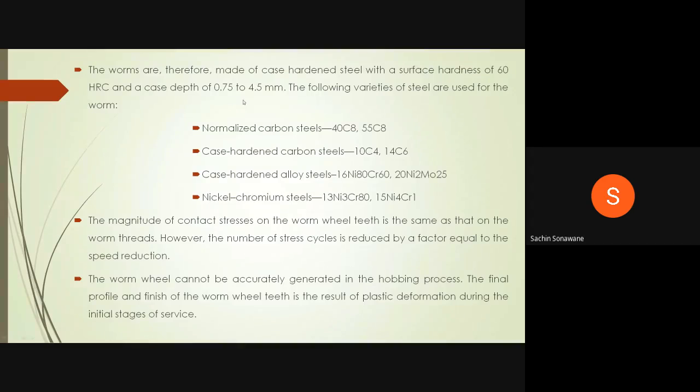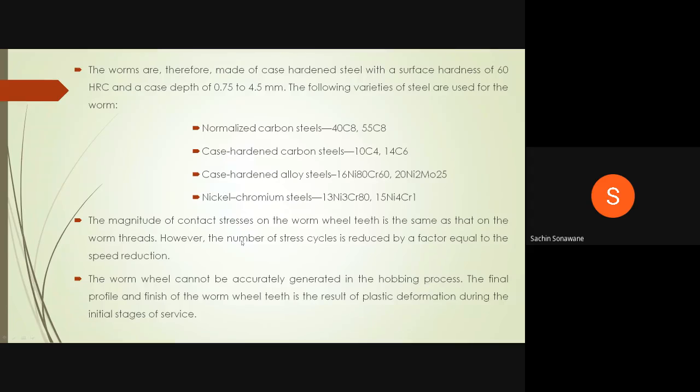The worms are therefore made of case hardened steel with a surface hardness of 60 HRC and a case depth of 0.75 to 4.5 mm. The following varieties of steel are used for the worm: normalized carbon steels 40C8, 55C8, case hardened carbon steels 10C4, 14C6, case hardened alloy steels 16Ni80Cr60, 20Ni2Mo25, nickel chromium steels 30Ni3Cr80, 15Ni4Cr1.